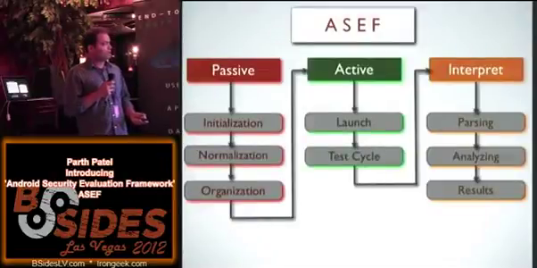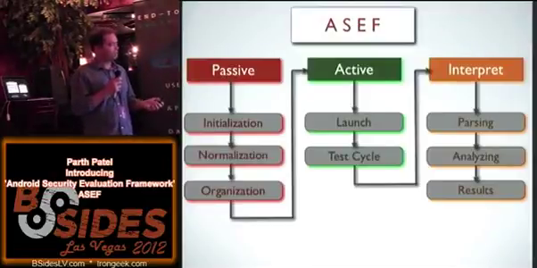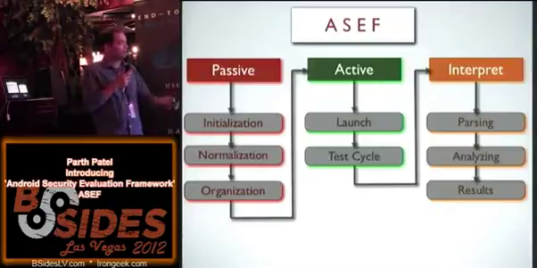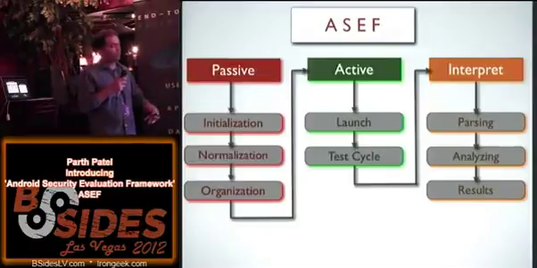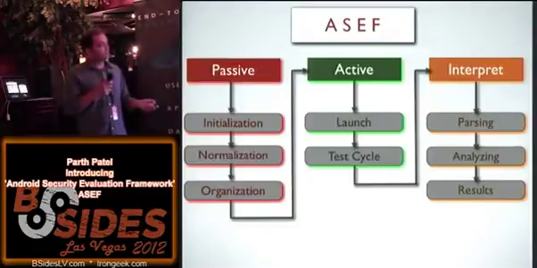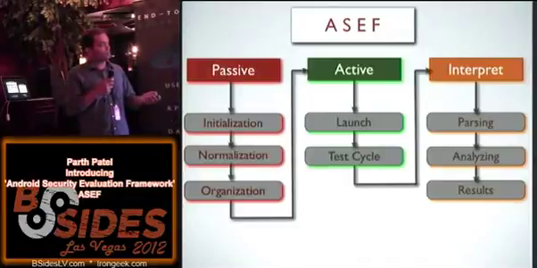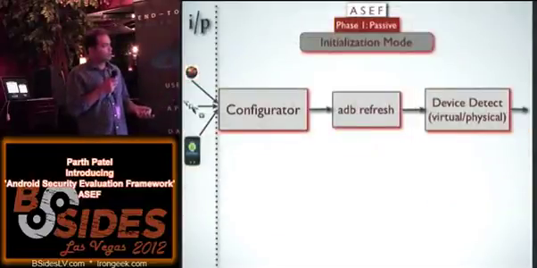So there are three different phases in which ASEF works. Its design flow works in three different phases. The first phase is passive, where it tries to collect all the data which is required to run all the tests. In the active phase, it will actively run all the tests on the virtual device. And then once all the data is collected after running all the test cycles, it will try to interpret this data in order to conclude some results. So let's look at every phase one by one.